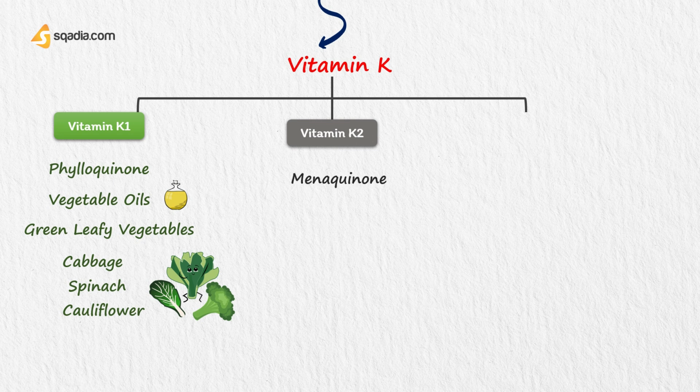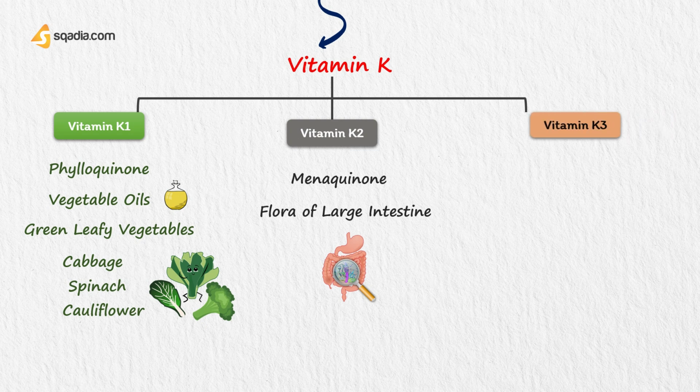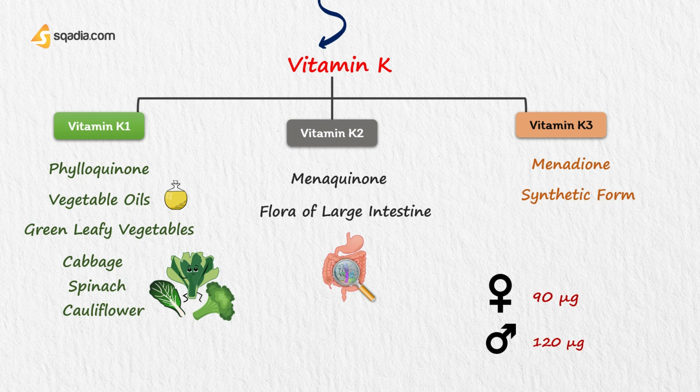Vitamin K2, also called menaquinone, is synthesized from the flora of the large intestine. While vitamin K3, also called menadione, is the synthetic form of vitamin K. The daily recommended dose of vitamin K in females is 90 micrograms, and in males is 120 micrograms.